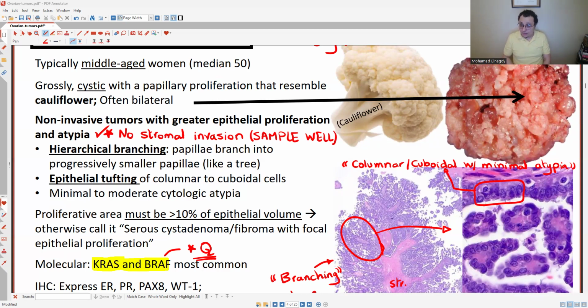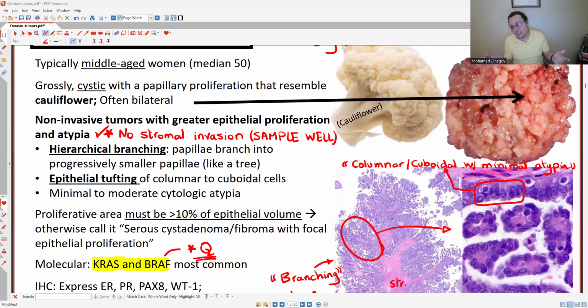But you have to ink first, right? Yeah, of course. So measure, weigh, and ink. That's the first thing. Okay, so we ink the outer surface, and then you open and look at the content, right? And after you open and look at the content, you start submitting representatives from the solid or papillary or finger-like areas. Submit as many representatives as possible.